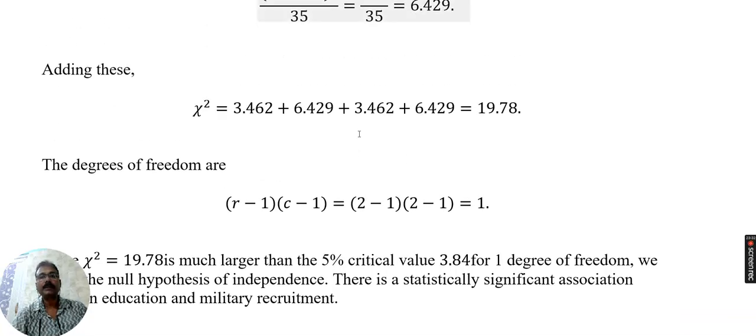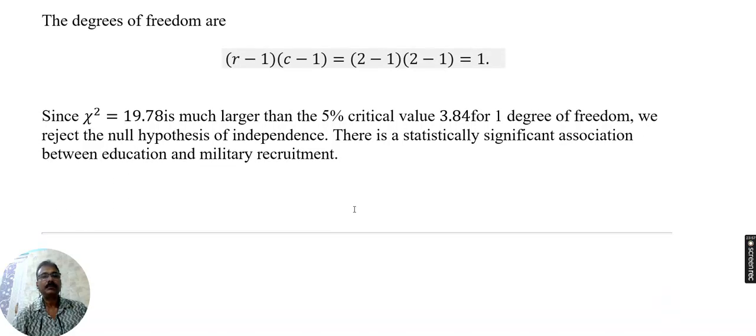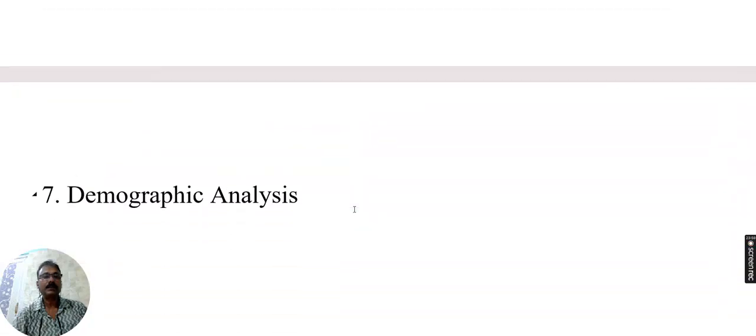So if our calculated value exceeds the table value, how can we get the table value? Through Google or any statistics book, at the back side the table value is given. If our calculated value is greater than the table value, then we take the decision that we can reject the null hypothesis. So there is a statistically significant association between education and military recruitment. In this way we can apply the chi-square test.